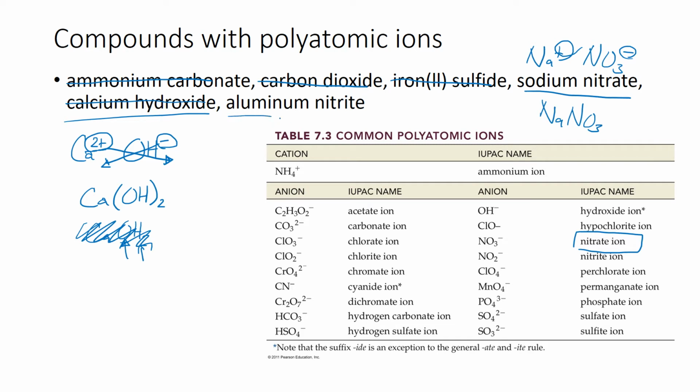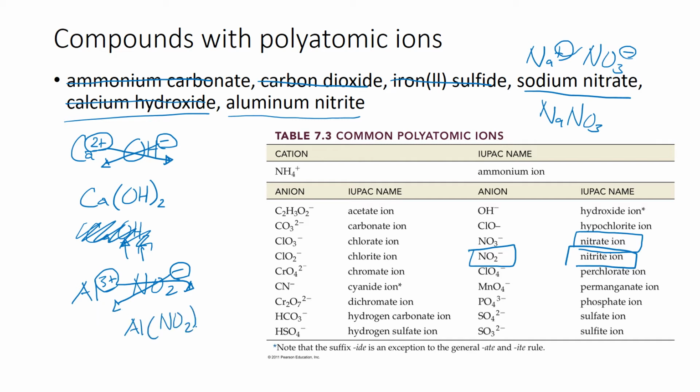Cool. Finally, aluminum nitrite. Aluminum, I know, has the charge of Al3+, right? That's the aluminum ion. A nitrite is right over here. Here's a nitrite. Looking at my old list, NO3, NO2 minus, 3 plus, 1 minus. That does not cancel out. So I'm going to do the old crisscross applesauce. This becomes Al(NO2)3. This is the formula for aluminum nitrite.